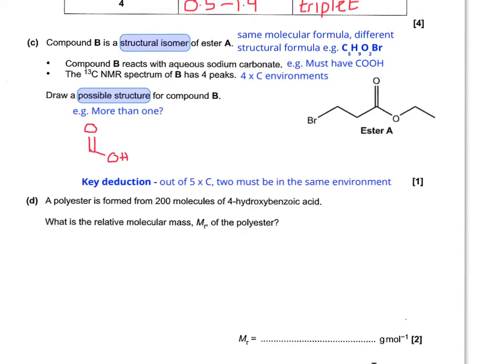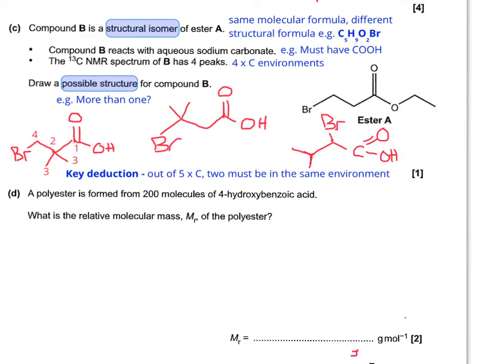So the trick to getting this question is to look at how many carbon environments you've got. But you've got 5 carbons, so 2 must be in the same environment. Otherwise you'll be going off all over the place trying to arrive at something. So that's one possibility. You've got 4 carbon environments. I'll just highlight them for you. Taking that idea, you can put 2 carbon environments in several different places. Looking at these possibilities, they can all fit the bill.